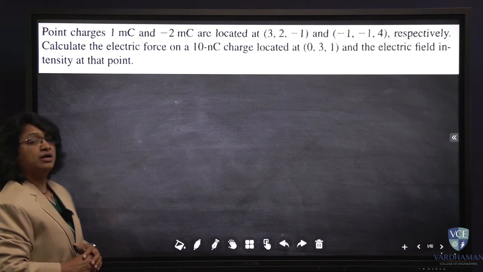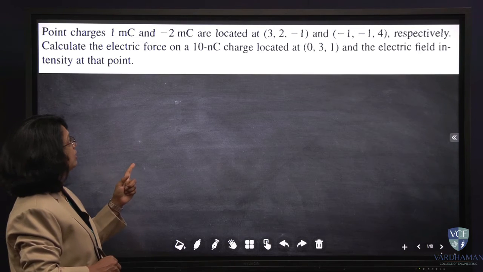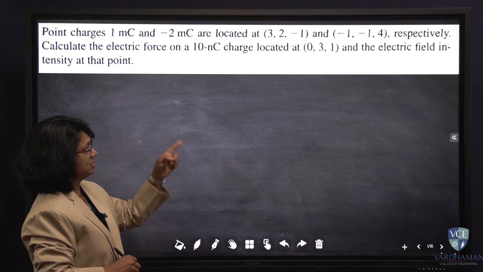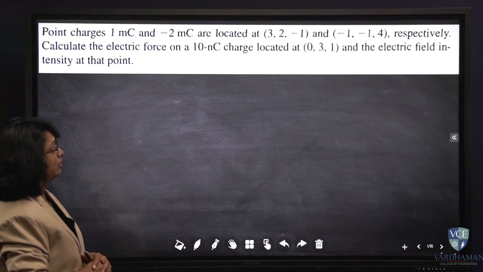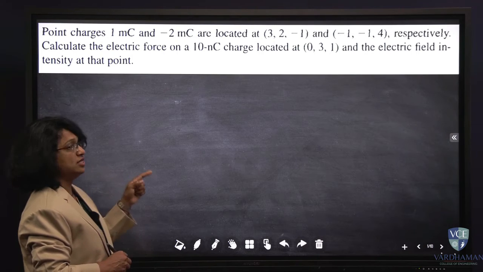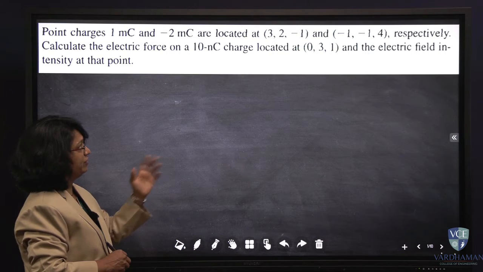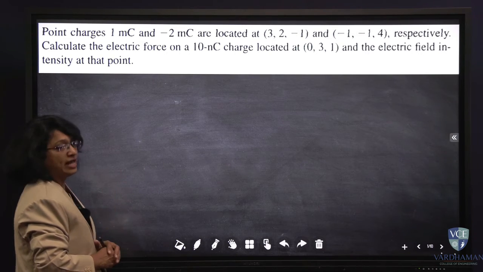In this problem, there are 3 point charges of 1 millicoulomb, minus 2 millicoulombs and 10 nanocoulombs, and each of these 3 charges are placed in 3 different locations as shown in this figure. You need to calculate the force that is acting on the third charge, which is 10 nanocoulombs, located at a certain point of interest 0, 3, 1. Okay, let us see how to calculate the force.